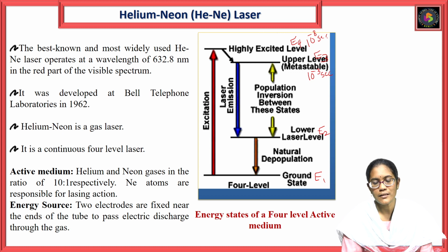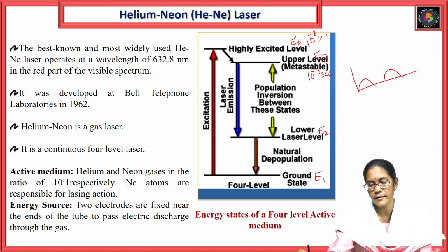So why? Because in the case of the ruby laser, the population inversion is achieved between the metastable state and the ground state. So there we could not maintain the population inversion for a longer time. So that's why the output comes like this. There is a signal and again a gap, and there is a signal and again a gap. So the output is pulse mode.